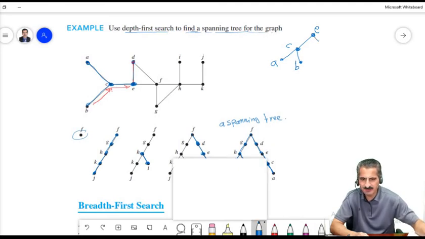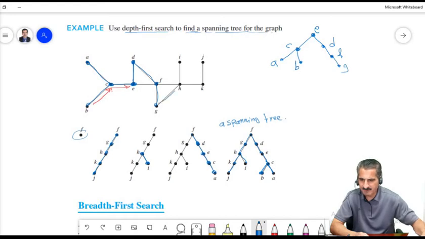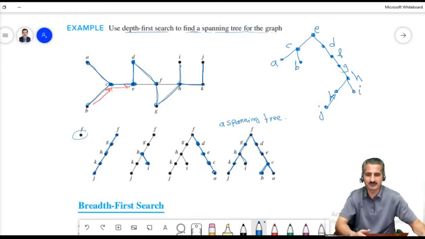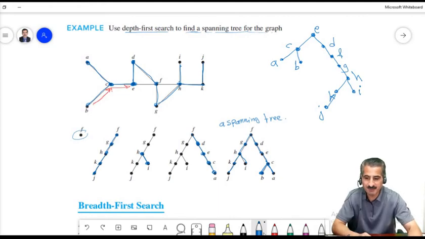So from E to D, and from D to F, and from F to G, from G to H, and I can guess now from H I can go to K, and also K takes me to G, and H takes me to I. So this is another spanning tree of this graph using the same algorithm, depth first.